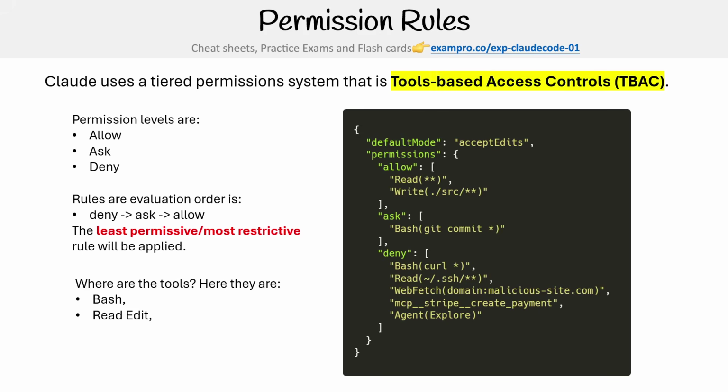Where are the tools? Well, they're here. It's bash, it's read, it's edit. Those are two separate ones. I just have an editing issue there. We have web fetch, MCP, and agents, and specifically we're talking about sub-agents. Okay, so now we know that, and the next thing we need to cover is all the syntax sugar here so you can configure this perfectly, okay?